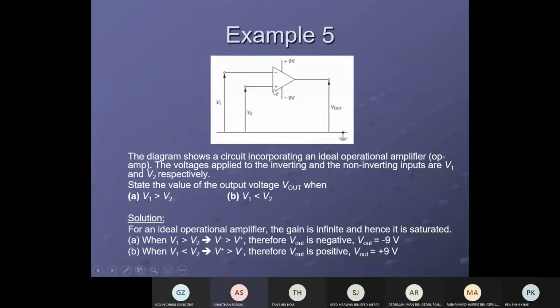Why is it easy to saturate? Anyone? Why is the op-amp easy to saturate? Because it has a very huge gain. So it easily becomes saturated. So when V2 is greater than V1, output will be positive 9, saturated to positive 9. You must use the word saturated.